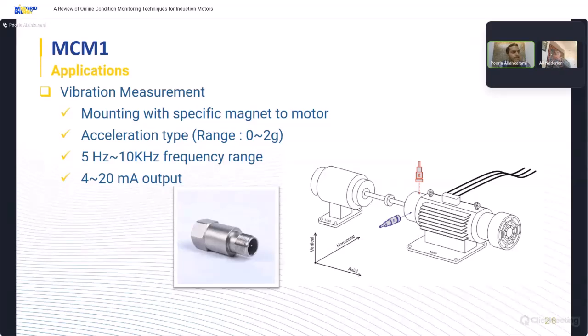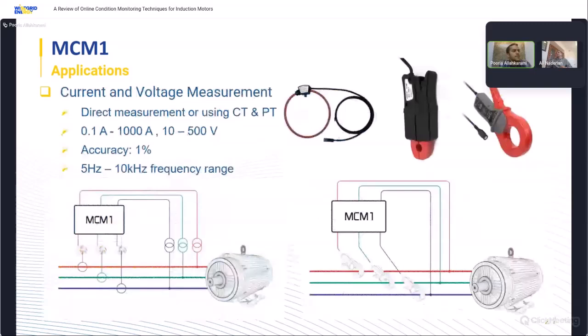So this basically MCM1 is a fully online system, so you don't have to take out or de-energize the motor or generator. Exactly. You don't need to de-energize the motor, and for applying the current measurement, you have these clamps.